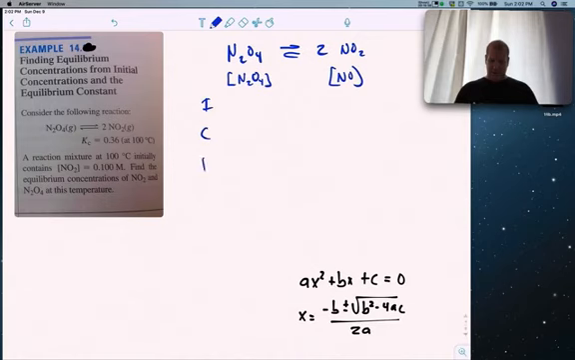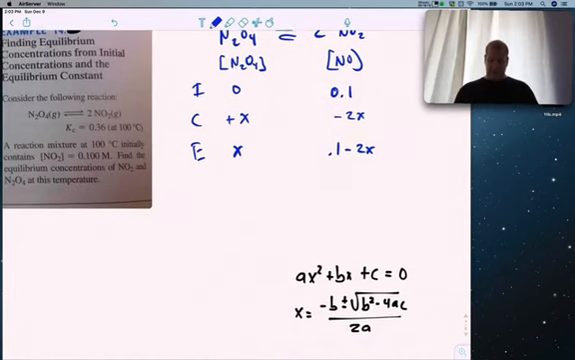So initial, change, equilibrium. Initially, we have this be 0.1 molar, so that means initially this is 0. So where are we going to change? We're going to gain x of this, and we're going to lose 2x of this. Why are we losing 2x? Because of the 2 there. In equilibrium, this is going to be x, and this is going to be 0.1 minus 2x.